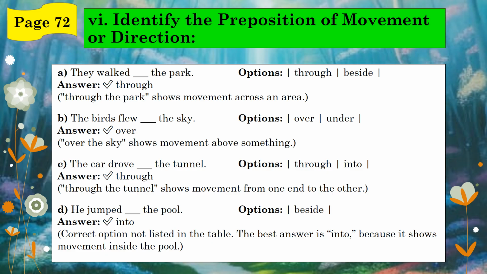3. The car drove the tunnel. Options: through or into. We choose through. This describes moving from one end of the tunnel to the other. 4. He jumped the pool. Here, the best answer is into. It shows movement going inside something. Note, the correct option wasn't listed in the choices, but into fits the context best. Understanding these subtle differences helps you describe how something moves, whether it's over, through, or into a place.